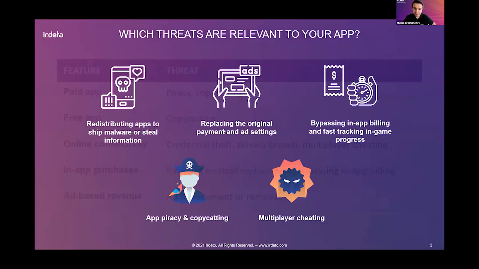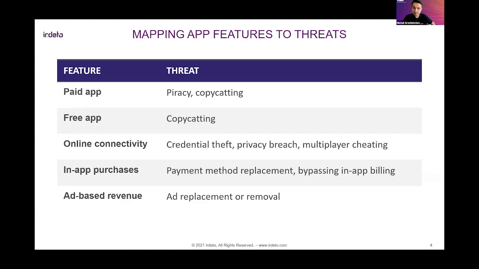So there's a lot of threats, and one easy way to figure out which ones are relevant to your app is by mapping them to app features. This is an extremely condensed list of a complete map of what this would look like, but I'm hoping that at least one or two of these would resonate with you.